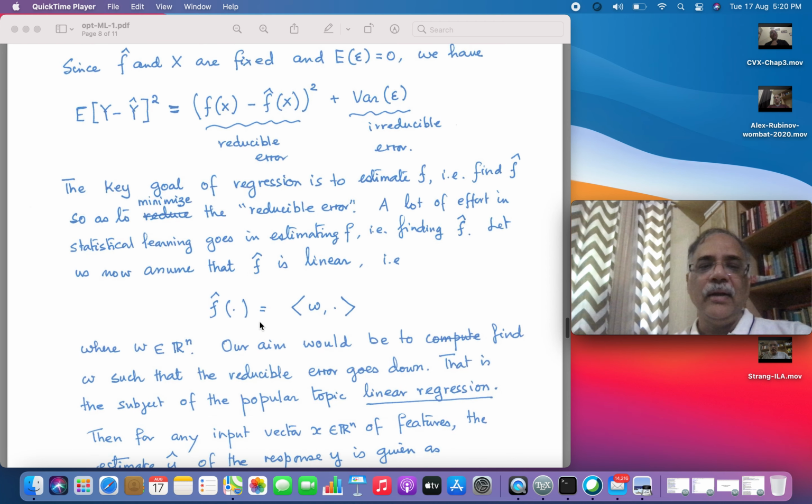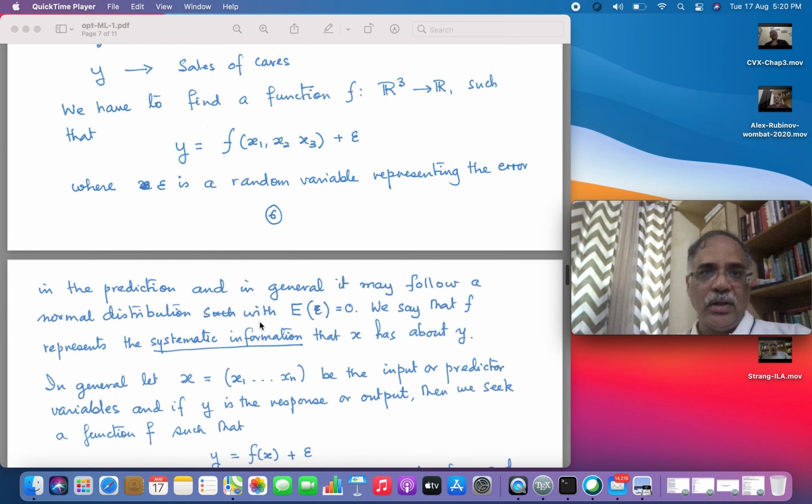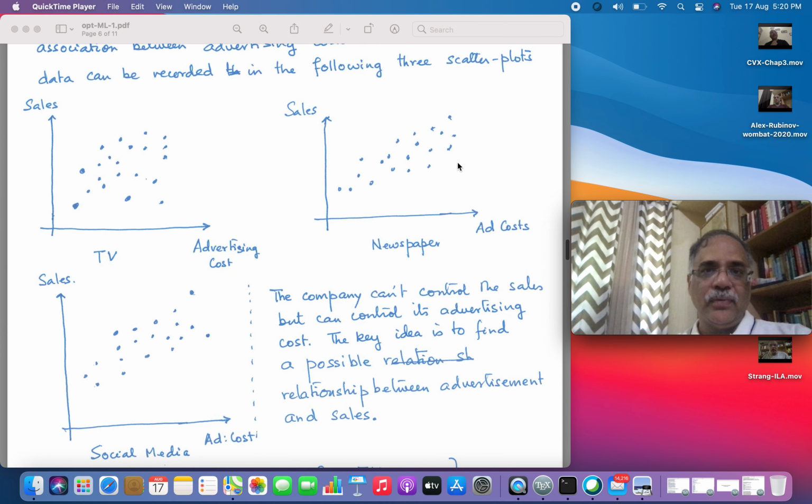Okay. So one of the most important types of predictor functions is the linear prediction. For example, if I look at this data, I can draw a straight line, for example, to these points.